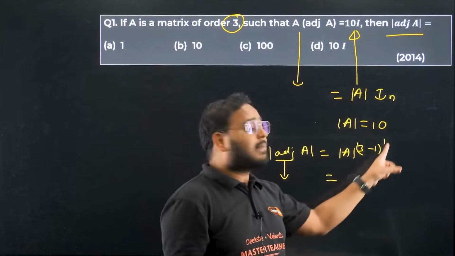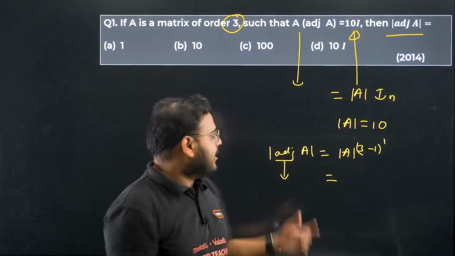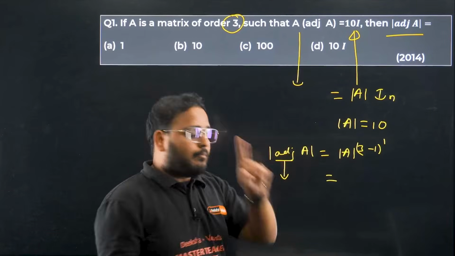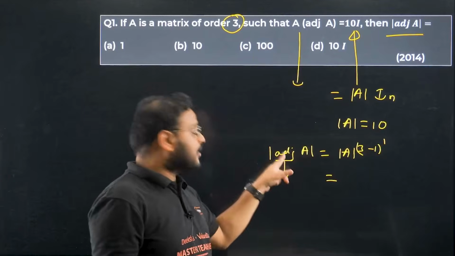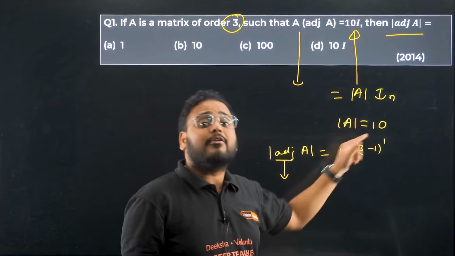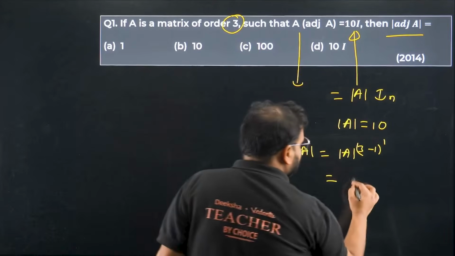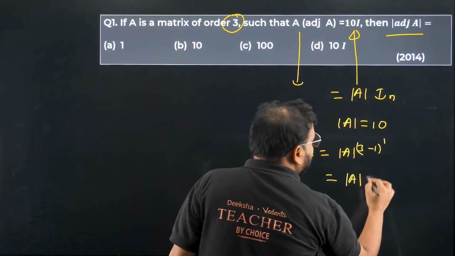You'll have 3 minus 1 power 2. It makes a difference, right? So please make a good habit. You can see here adjoint of A means power is only 1. But if I had adjoint of adjoint, the number of times adjoint is coming here, the same power will come to the power of n minus 1. What is n? The order. We get determinant of A power 2.